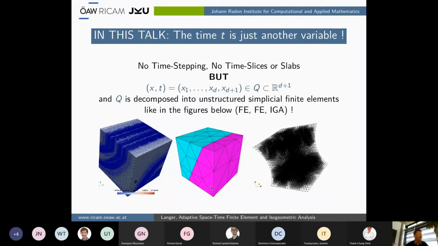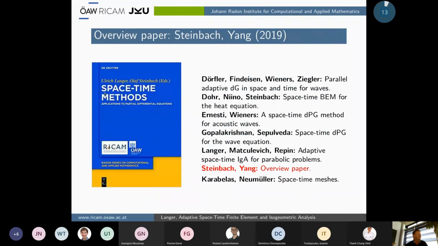And here with a moving interface, I come back to this, and this is with isogeometric analysis, a moving domain. A moving in space domain gives you a curved space-time cylinder. So I would point you to the paper that is in our book, Space-Time Methods, by Steinbach and Yang, with a nice overview paper of all these space-time methods.